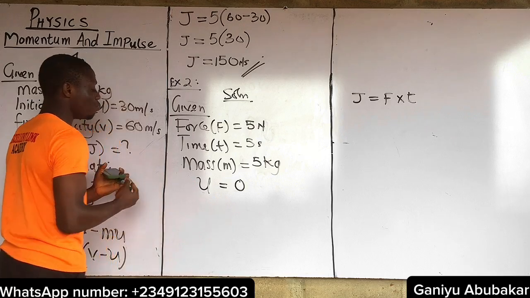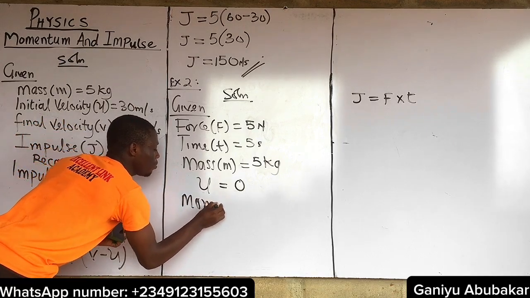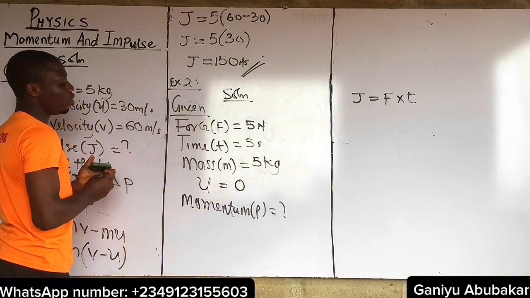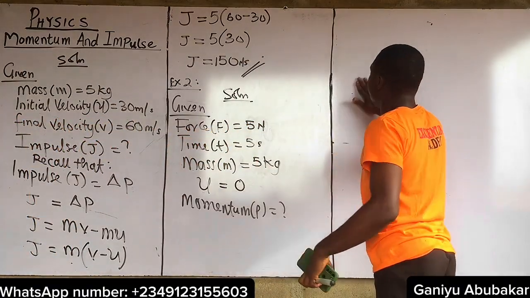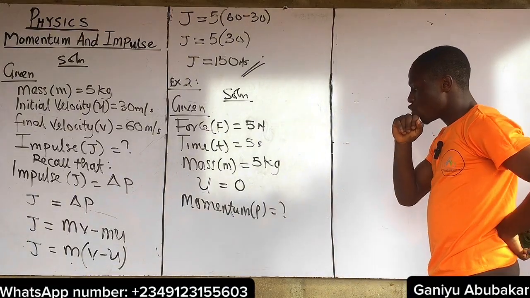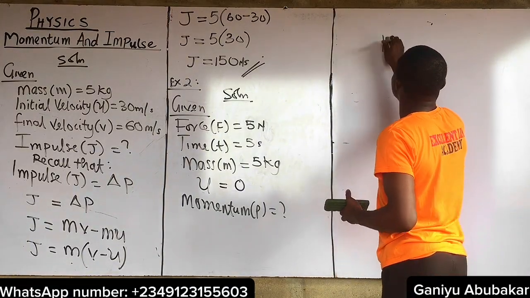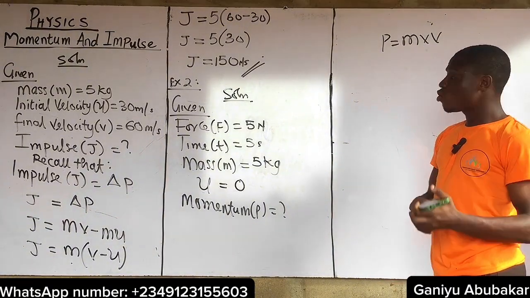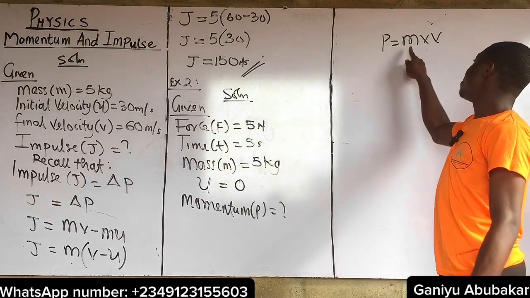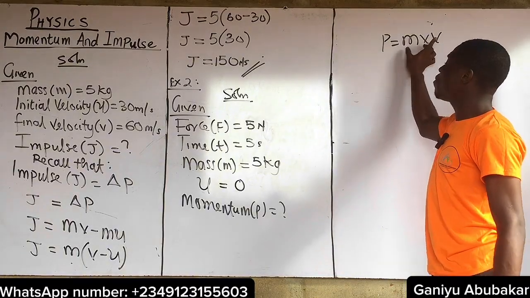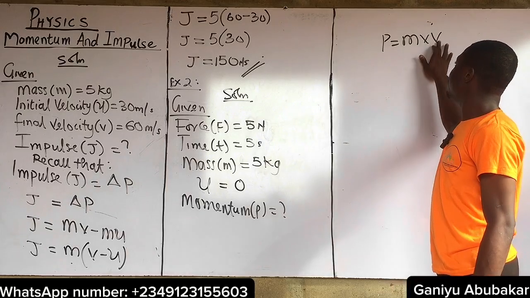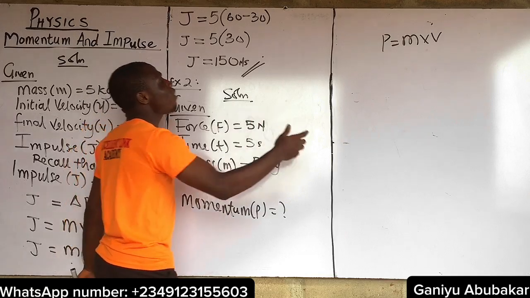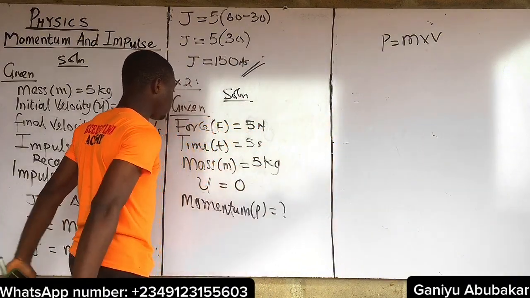Calculate the what? Momentum. So momentum, which is p, is unknown. Let's get it done. How do you solve this? What we know is that momentum p is equal to mass times velocity. True or false? True. So for me to find momentum, I need two things: mass and velocity. I'm given mass, but I'm not given the velocity. My task now is what? Get velocity. So how do I get velocity from these parameters?